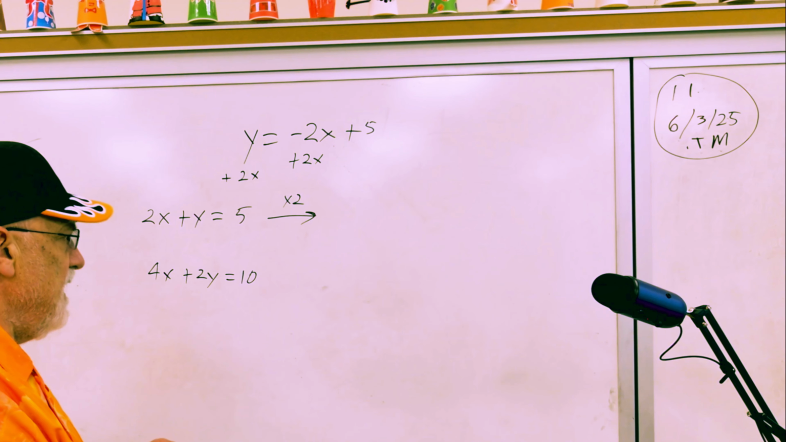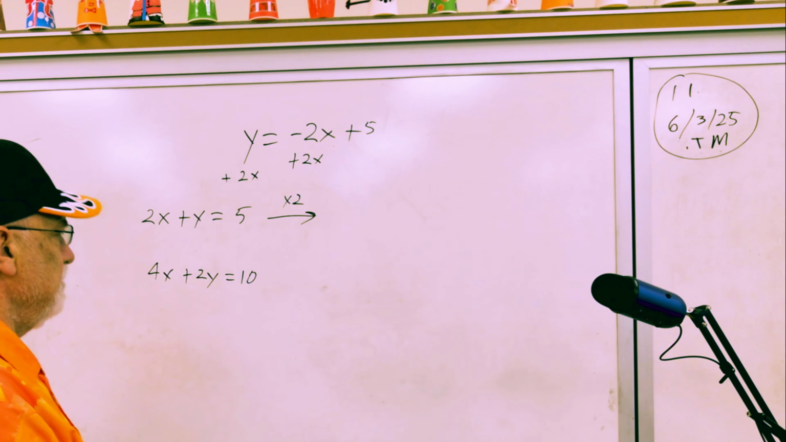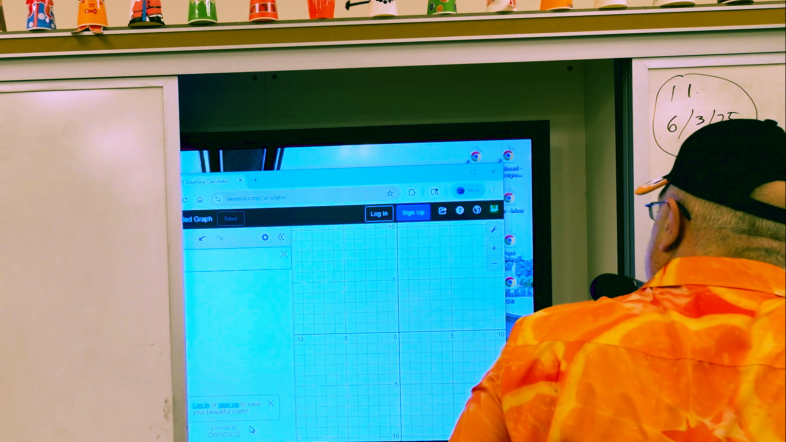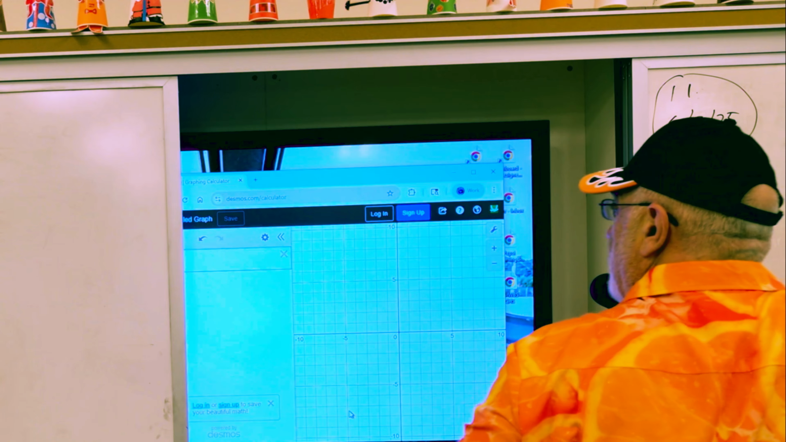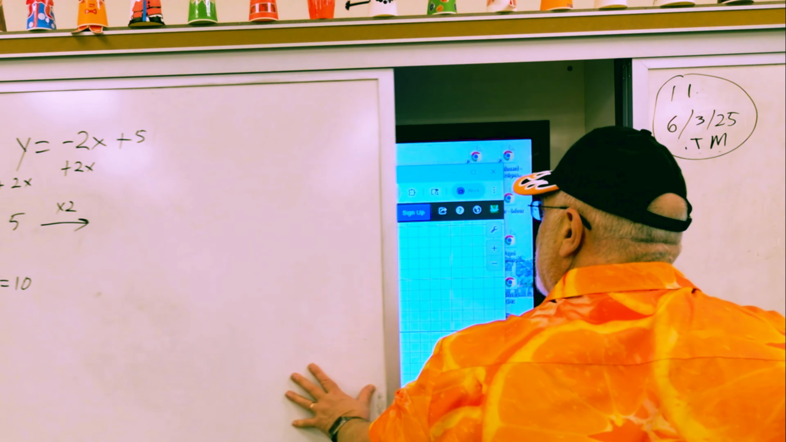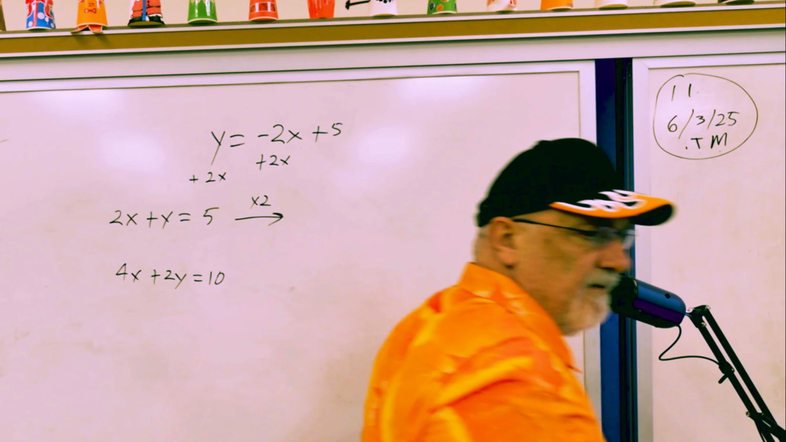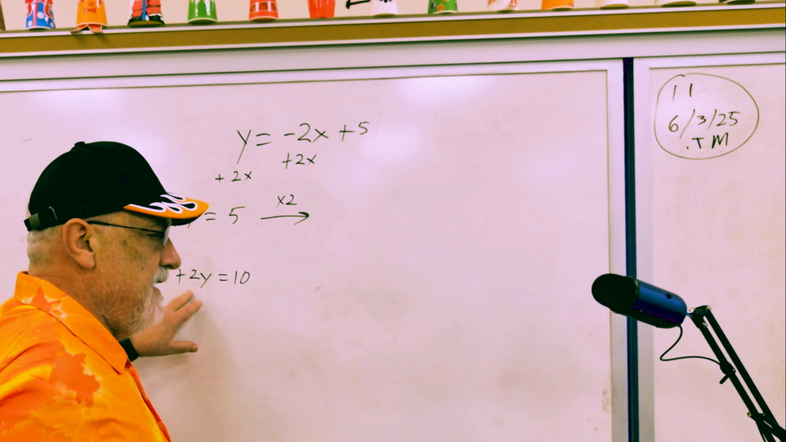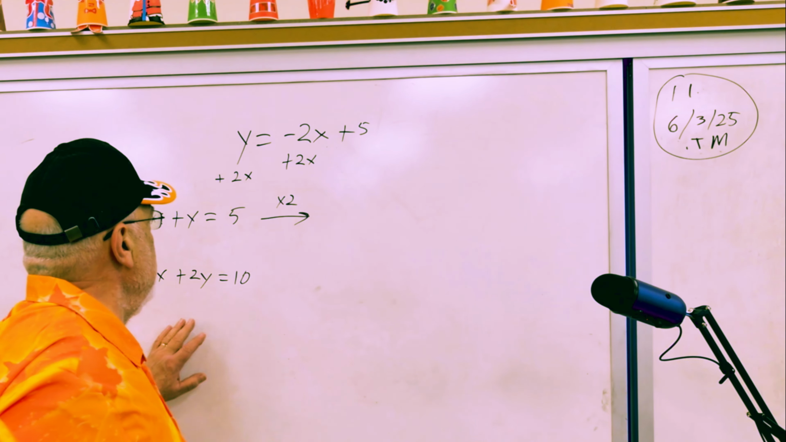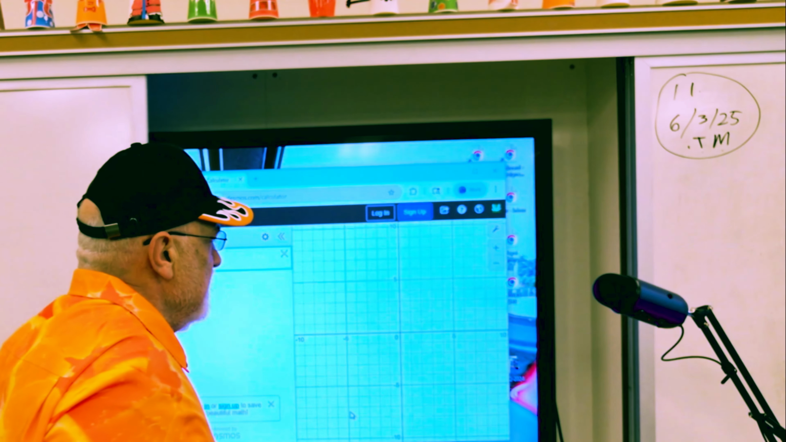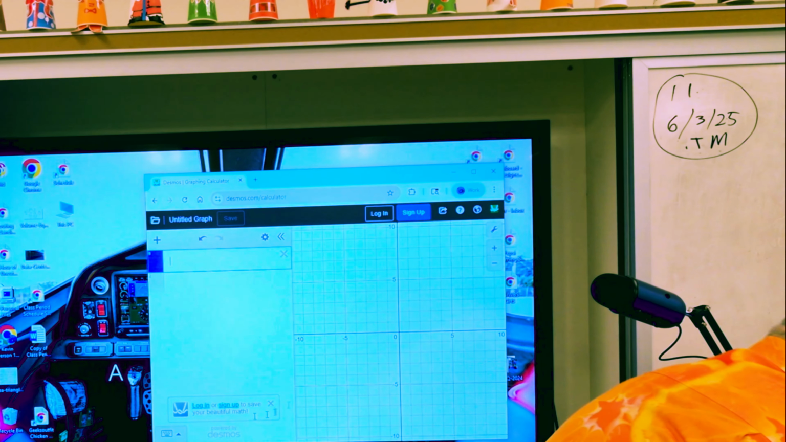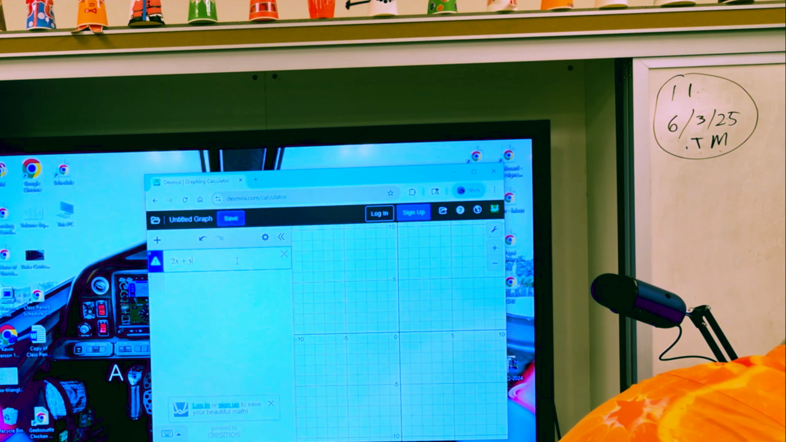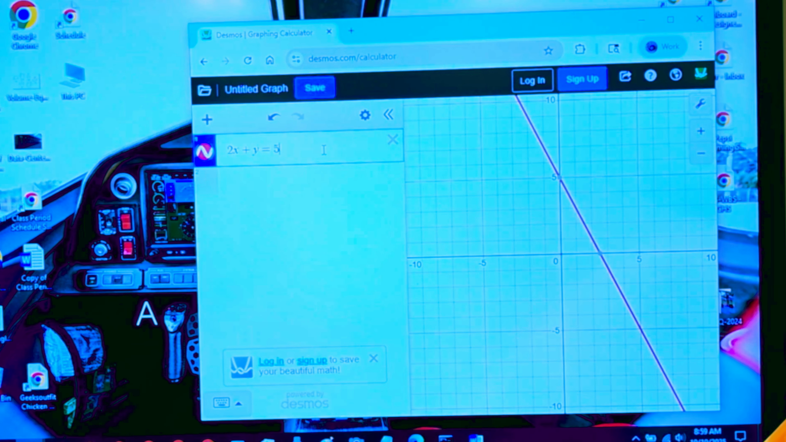And if you feed those equations into Desmos, which you can do, all right, so there's Desmos. Can you see the equation? I have 2x plus y equals 5. We're going to feed that into Desmos, and then the other into Desmos. We should get the same line. So we're going to say 2x plus y equals 5 right here, and we get that line.